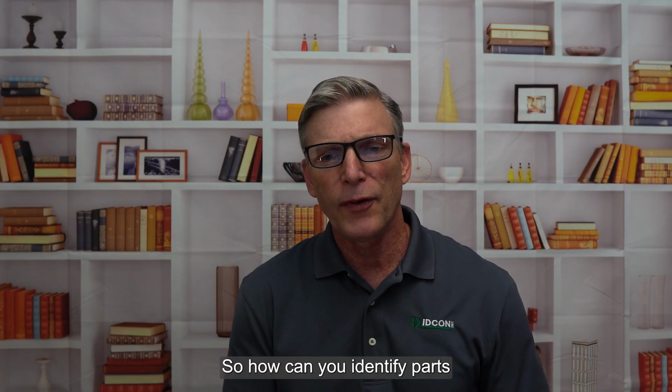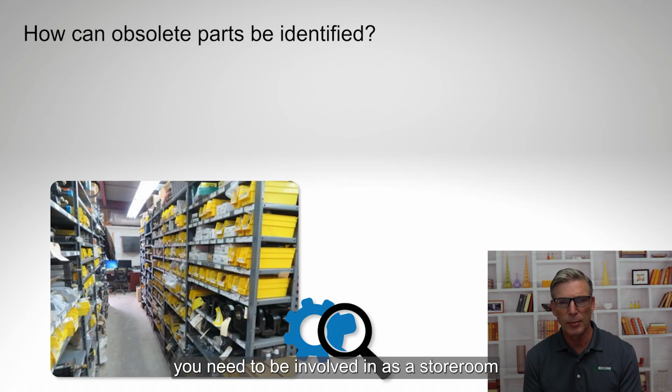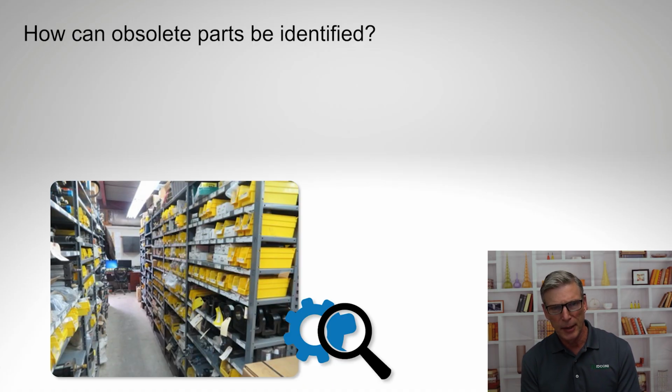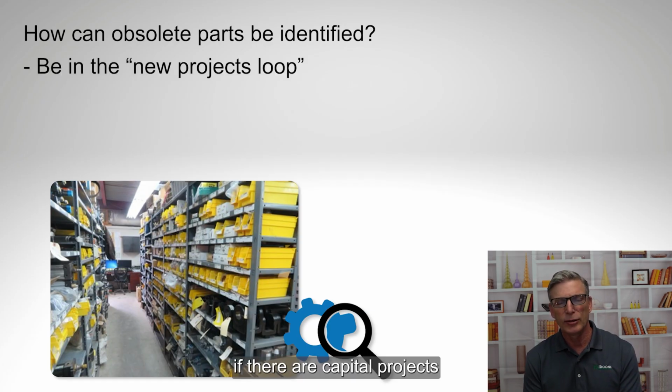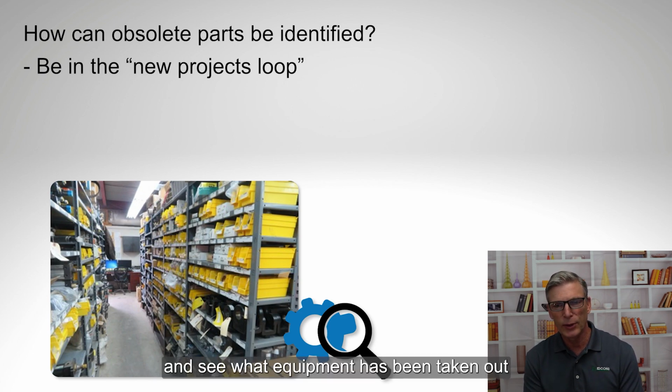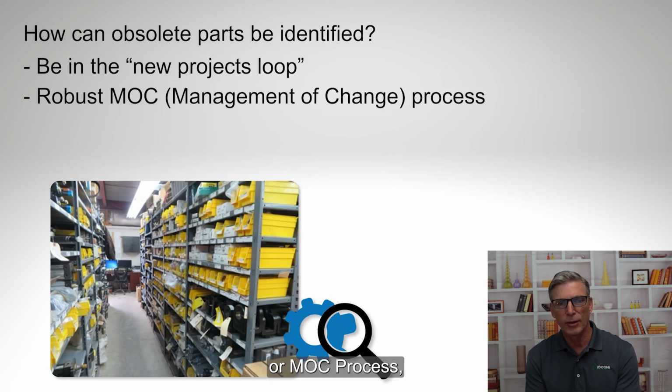So how can you identify parts that you no longer need? Well, there are some other processes you need to be involved in as a storeroom manager. You need to be in the project loop, as we call it. If there are capital projects or projects to change the equipment, that should be the normal process that the storeroom is involved in, to see what equipment has been taken out or if new parts need to be put in stock. One way to manage that is to use the management of change process, or MOC process as we call it.